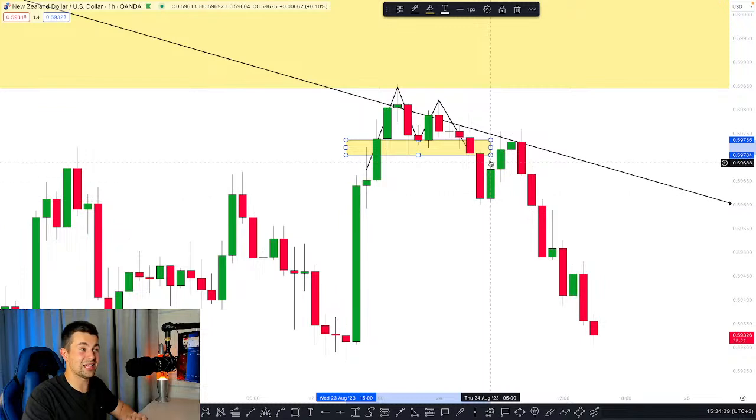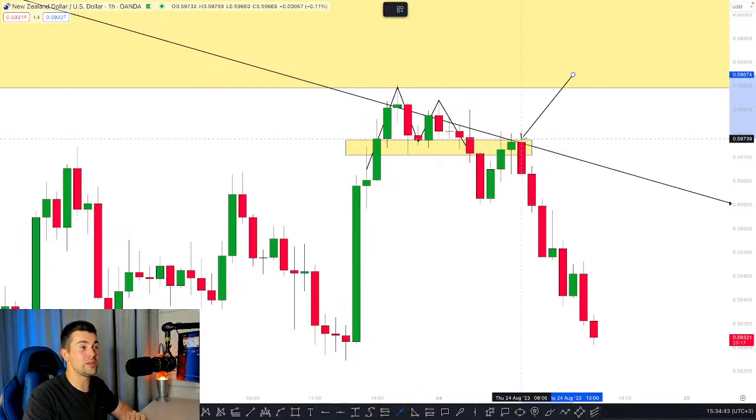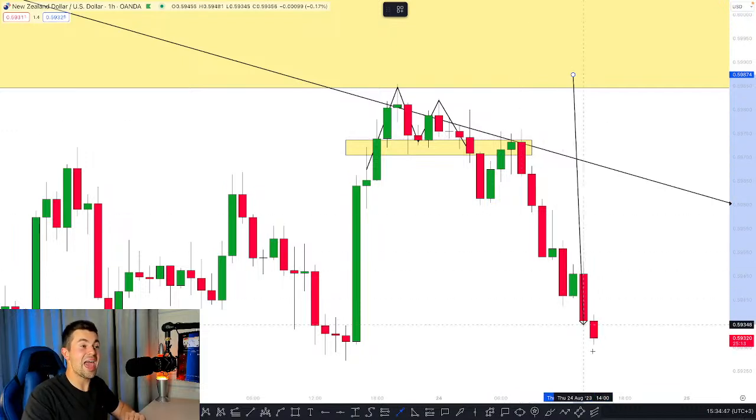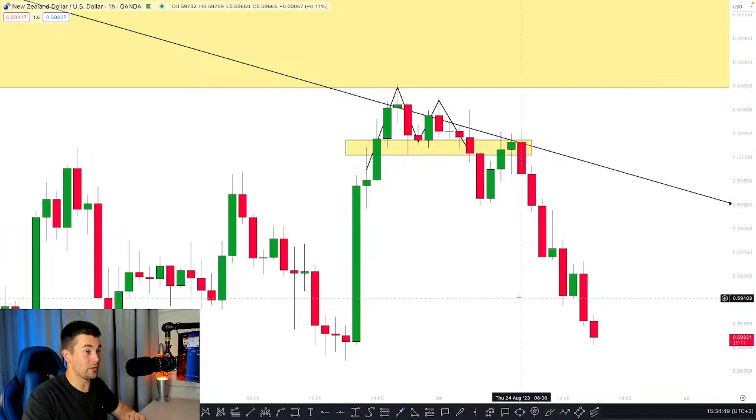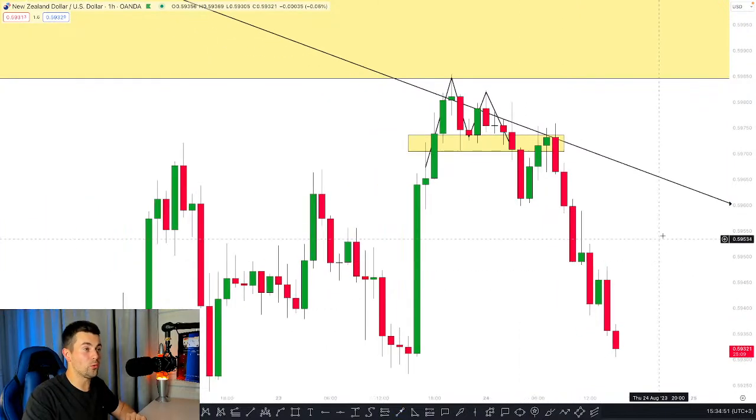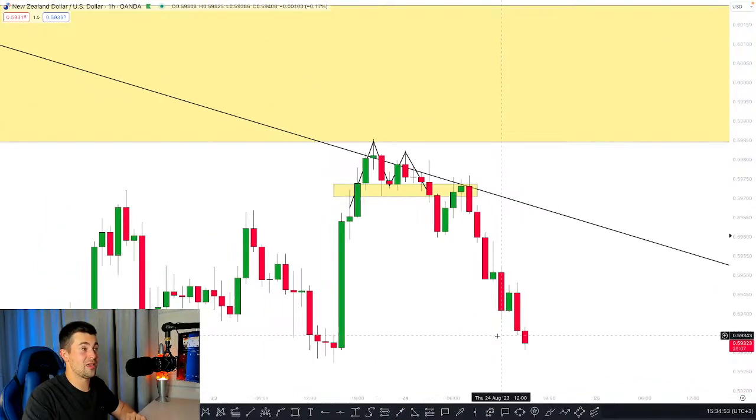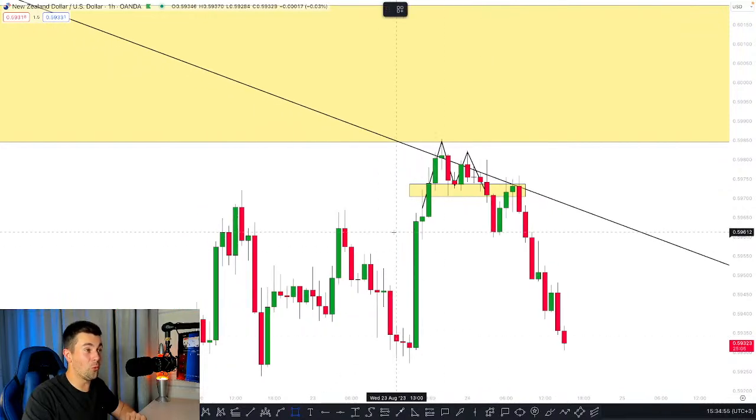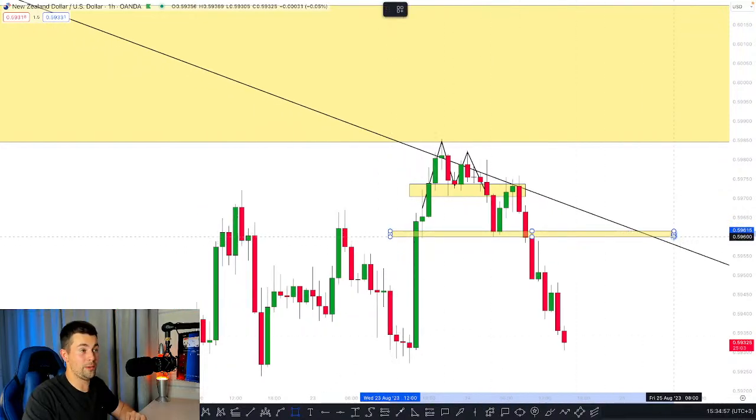We easily closed below that. And then in the morning, we retested the broken neckline. We got the retest of a broken neckline, and then the pair started to fall. But moreover, then the pair formed one more pattern, traders.